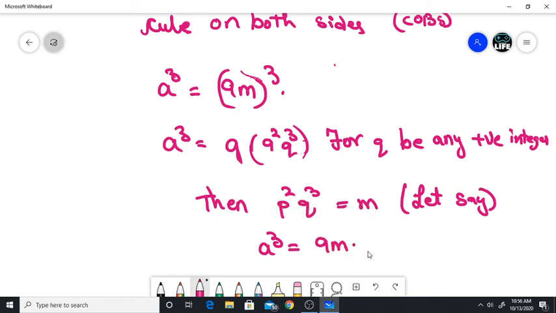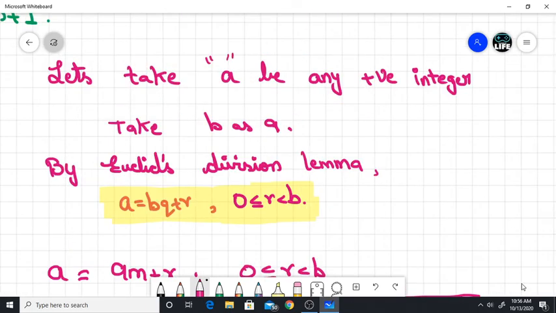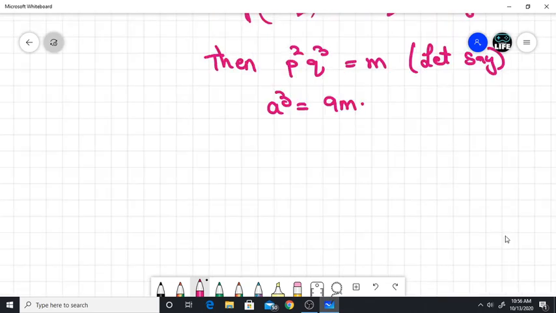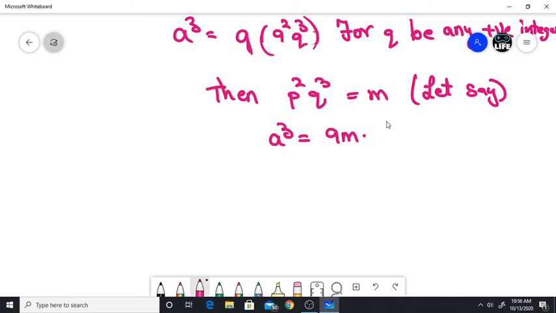So here you have why we took m. If you see in the question, it is given 9m or 9m plus 1 or 9m plus 8. So I took m. Let p square cube equal m, so a cube equals 9m. So let's check if r equals 1, then a equals 9q plus 1.